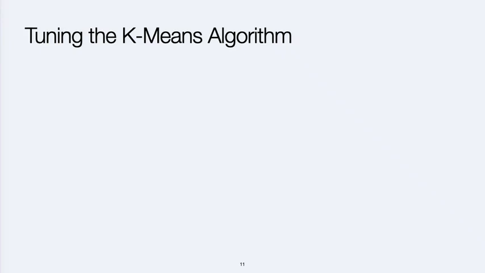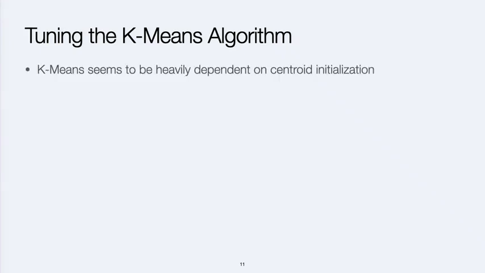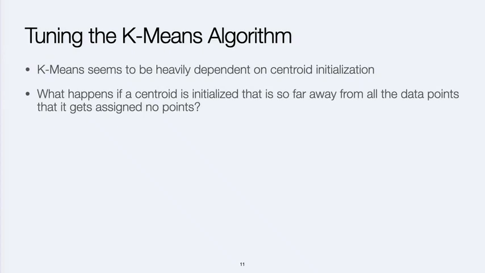Another way that we can tune the k-means algorithm is the centroid initialization. Much of the focus in the example was showing how the centroids move around and how we assign points, but where we initialize the centroids is equally important. For instance, what happens if a centroid is initialized so far away that no data points get assigned to it? If we're supposed to have 5 clusters, but one of the centroids was initialized super badly, we're basically stuck with 4 clusters, which was not what we wanted, right?